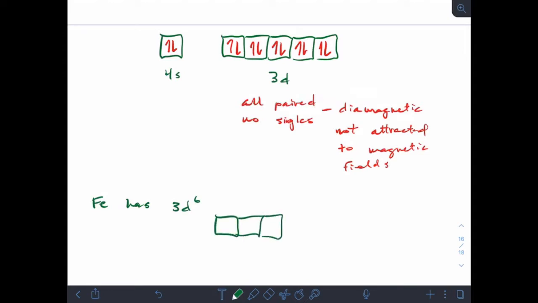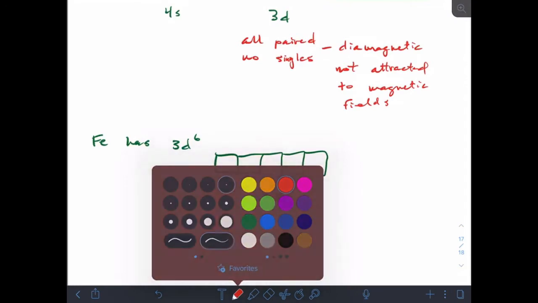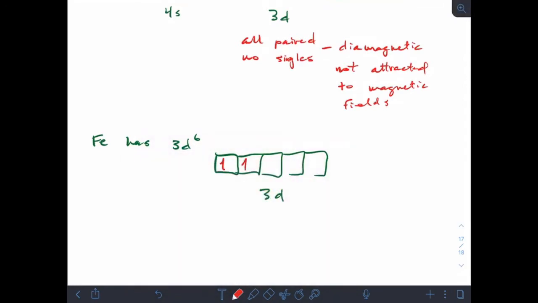So if I look at that d6, right, we have 1, 2, 3, 4, 5, 6. That means that we've got 4 unpaired. So paramagnetic. More so than carbon. The more unpaired electrons you have, the more magnetic that element is. Right? So 4 unpaired electrons versus 3. So you can imagine that something with 5 unpaired electrons would be even more magnetic than iron, more attracted to magnetic fields.